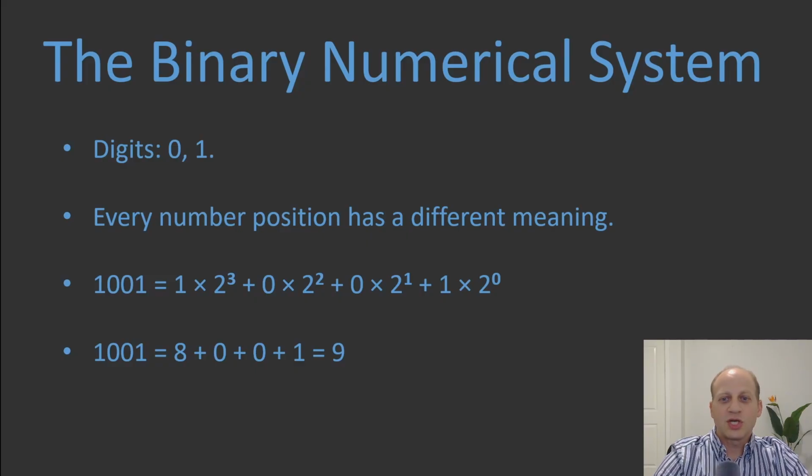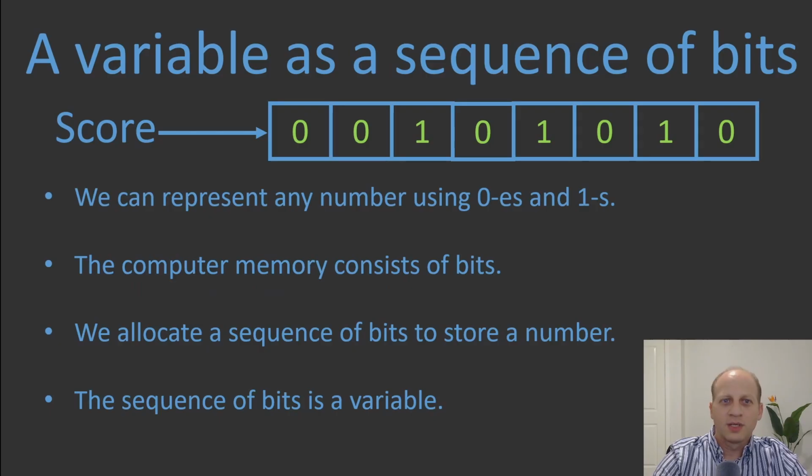As you can see, just like with the decimal system, where every position is a power of 10, in the binary system, each position is a power of 2, because we have only 2 symbols. This way, we can represent any number as a combination of zeros and ones. Now, if we can represent any number as a combination of zeros and ones, and the memory of the computer consists of bits that can hold zeros and ones, we can allocate a number of bits in the memory and store any number inside by converting the number we want to store to a binary number. The sequence of bits is a variable.